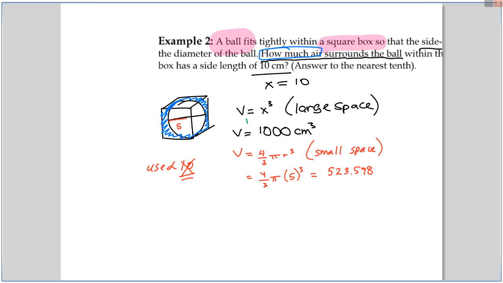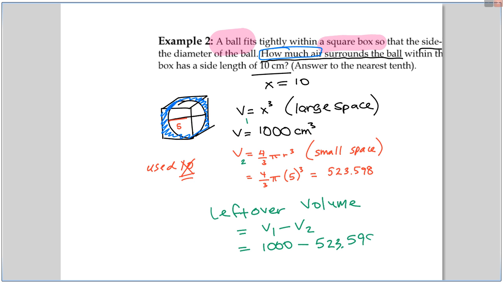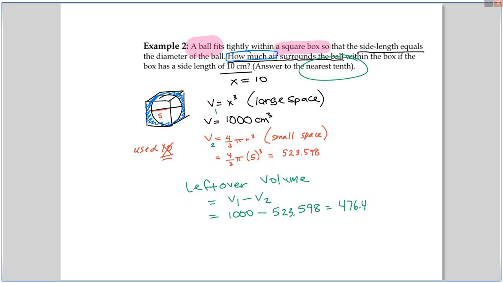So let's call this volume 1, let's call this volume 2. So total, or not total, because it's not really a total, is it? It'd be leftover volume equals V1 minus V2, 1,000 minus 523.598, and it wants it to the nearest tenth. Right before I do my final answer, I always double check the last sentence of the word problem. Nearest tenth would be 476.4, and the unit is cubic centimeters. Good.